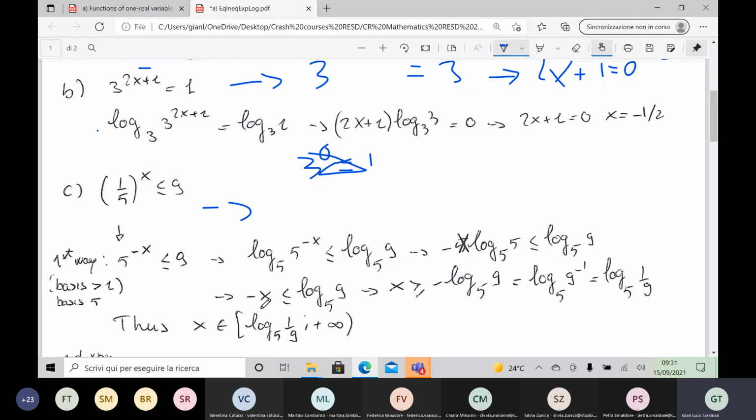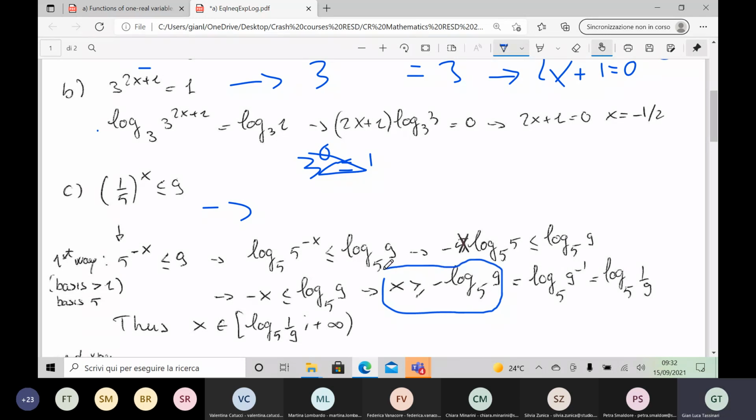Now, we need to solve this inequality. We have almost solved it. We need to find x. So, I'm sorry, we need to have x on the first-hand side, so you have to change the sign. But remember, if you change the sign, you have to change it on both sides, and the verse of the inequality is changed. So you see x greater or equal than minus logarithm with basis 5 of 9. And you can stop here if you want. This is the solution.